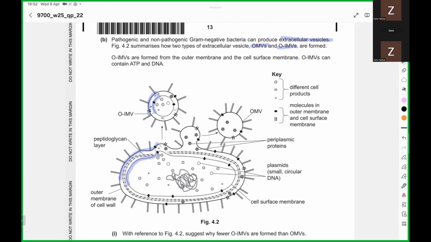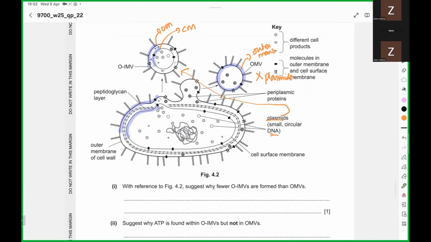अगर हम OIMVs को compare करें OMV से, so OMV is only made up of the outer membrane, whereas the OIMV is made up of the outer membrane as well as the cell membrane. हमारे पास क्या कहते हैं, plasmids, which are small circular DNA, are found in the OIMV, but they are not found in the OMVs. With reference to figure 4.2, suggest why fewer OIMVs are formed than OMVs. So हमारे पास ये comparatively कम form होती हैं.